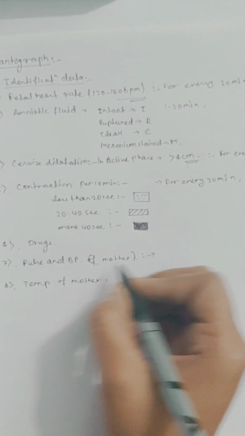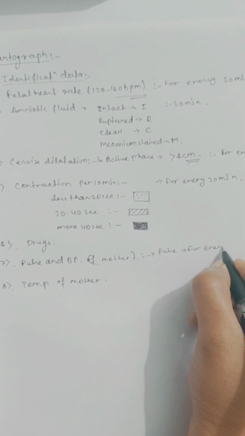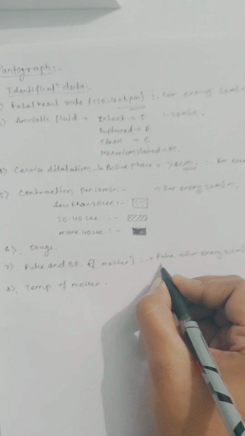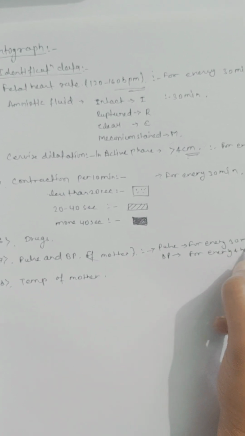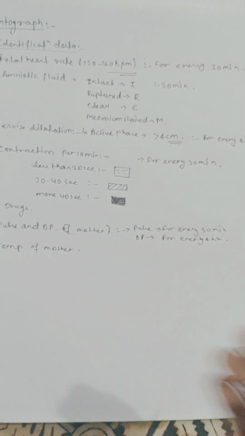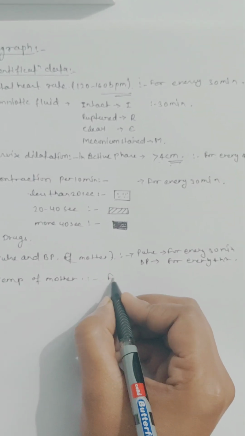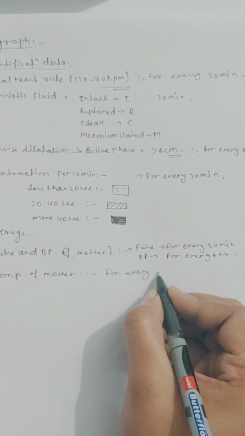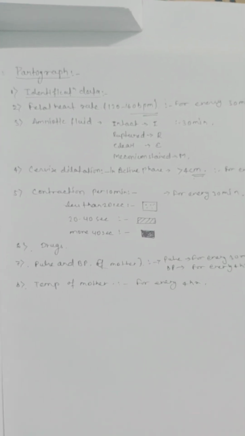And for the pulse and BP, we check pulse every 30 minutes and BP every 4 hours. If the condition is getting worse, then we can check BP every 1 to 2 hours. The temperature of the mother is also taken every 4 hours. So this is the basic thing we have to know about the partograph before we fill it.